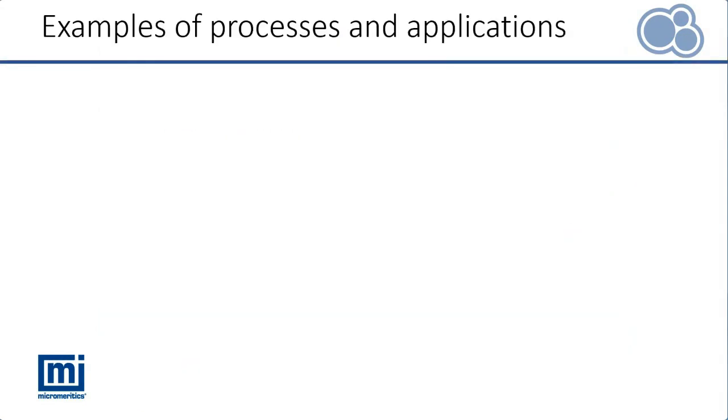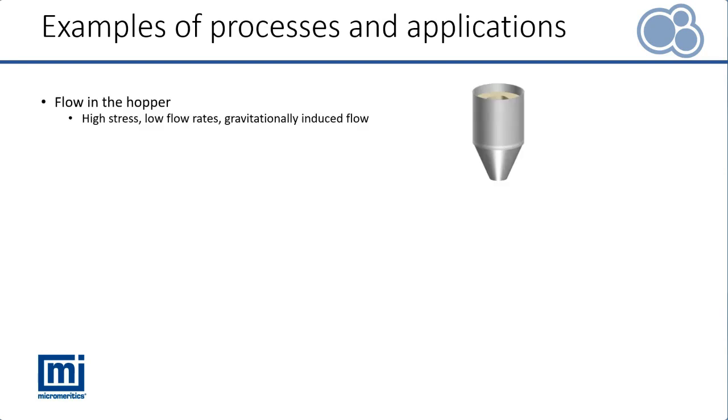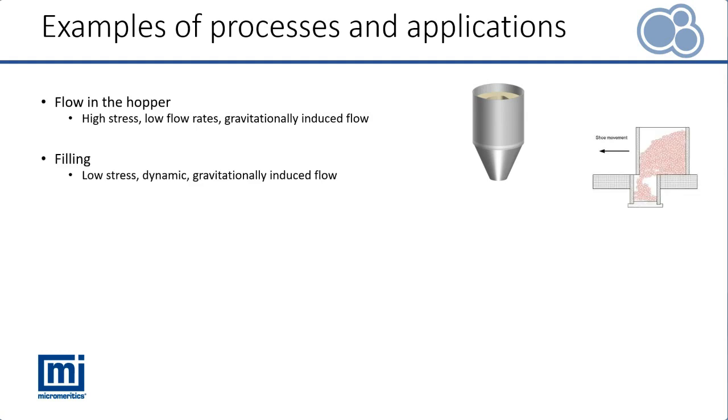So throughout that, I mentioned terms like high stress and low stress, but what's key is how that relates back to various processes and different applications. To put that into a bit of context, if we have powder that's in a hopper, the powder at the bottom of the hopper will be under very high stress, and when you want powder to flow from that hopper, it will typically flow via gravity and in very low and well-defined flow rates.